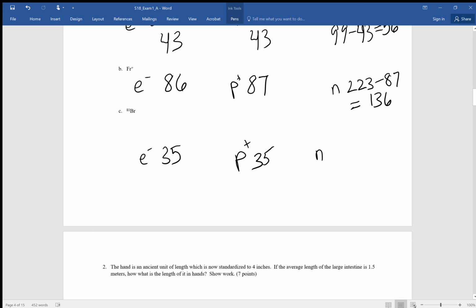Now the mass of bromine on the periodic table is 79.9. But here, as the problem specifies, we're looking at an isotope of bromine, specifically an isotope with mass of 81. So here we take the mass of 81 of this specific isotope, subtract out the number of protons, and find 46 total neutrons.